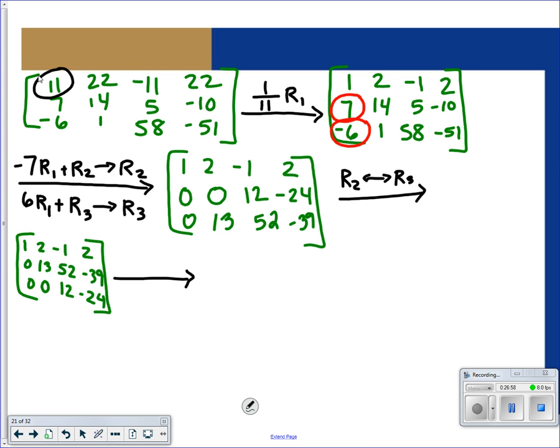Okay, so now that I have my zeros here, the next thing I want to do is make this into a 1. So what can I multiply that by? 1 over 13. The easiest thing to do is to multiply it by that fraction.